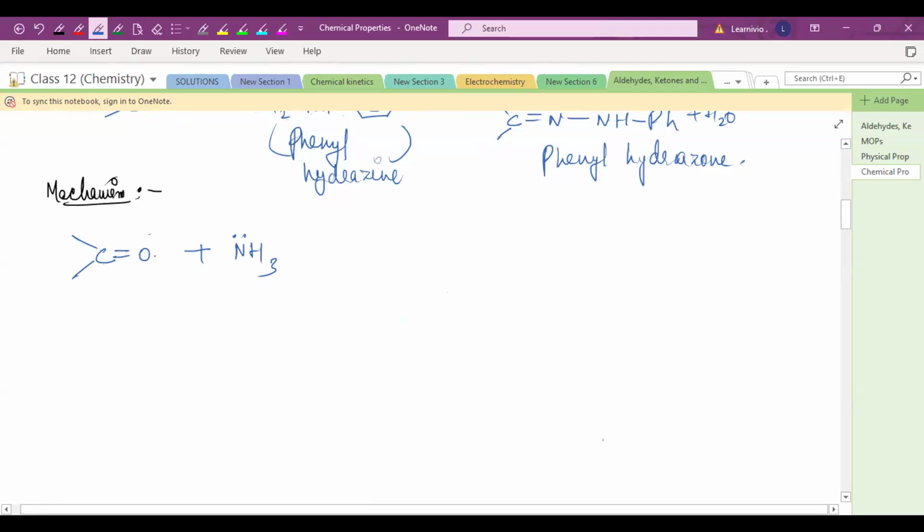Will it attack the carbon or the oxygen? This nitrogen, the lone pair of the nitrogen. Oxygen. Why oxygen? You have to check which one is electropositive because this nitrogen has a lone pair and lone pair is negative.